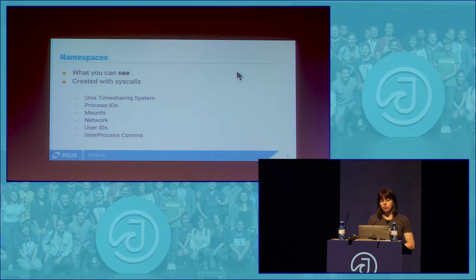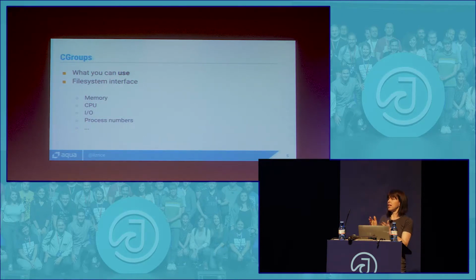But let's move on from namespaces to control groups. If namespaces tell us what you can see, so by using namespaces I can restrict what things my container can see on the host, we can use control groups to restrict what resources I can use. Resources like the amount of memory, the amount of CPU, how many processes I'm allowed to run, that kind of thing.